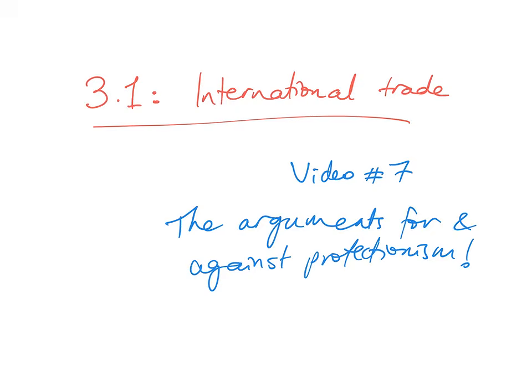Hey everyone, so in the previous three videos, I explained three different types of protectionist measures. I explained tariffs, protectionist subsidies, and protectionist quotas. There are also administrative barriers that governments enact as trade barriers or protectionist measures. In this video, I'm going to discuss the arguments for and against protectionism.